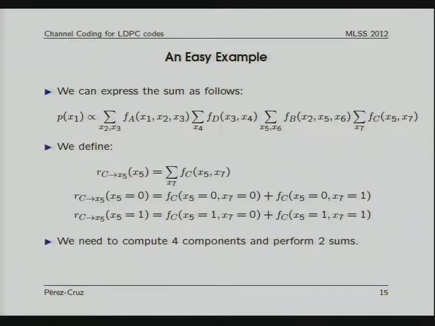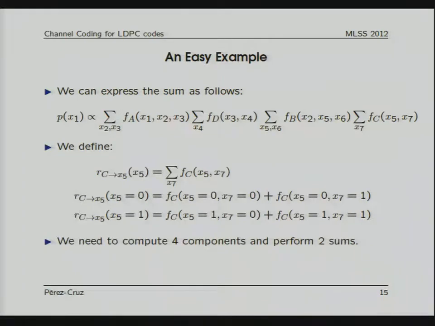So if I do that, I only have to compute 4 terms. FC for x5 equal to 0, x7 equal to 0, and 0, 1. And for that, I get a function that is only a function of x5. Okay? If I'm adding x7, I only get a function that depends on x5. Everybody sees that? Okay?